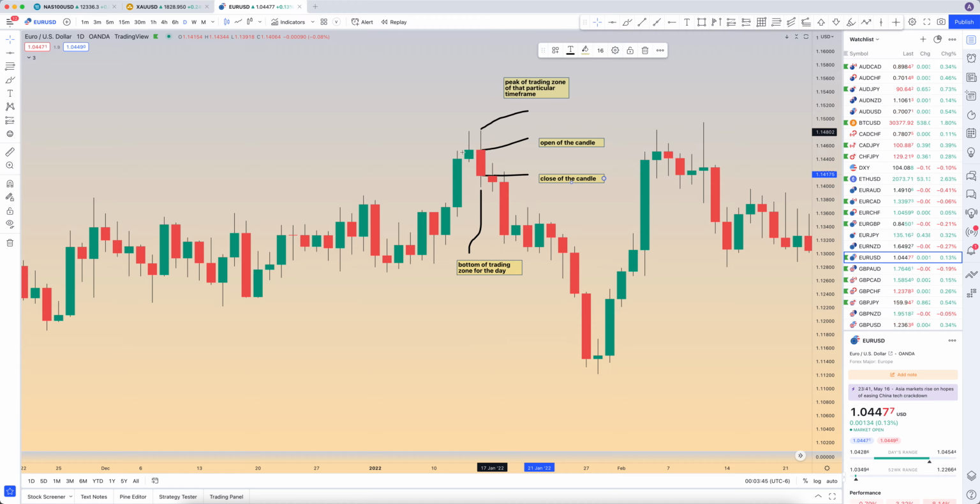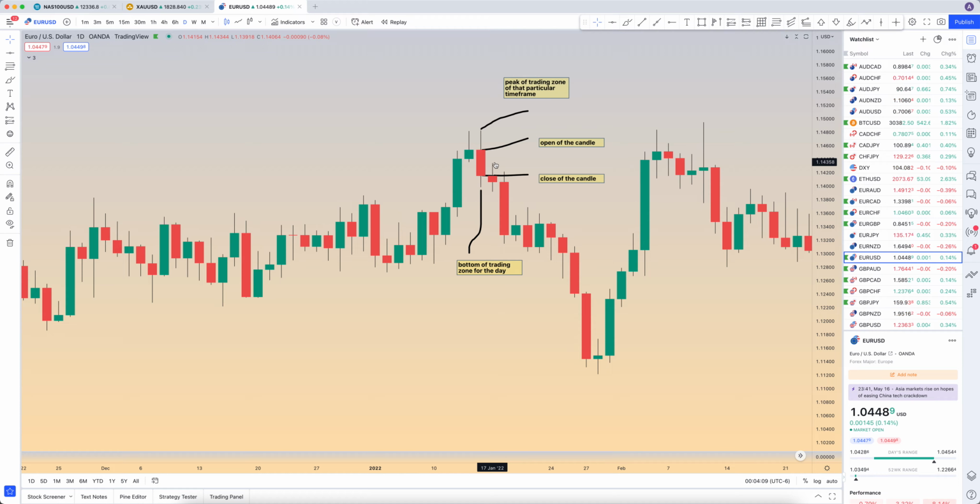So in other words, open, close, and the wicks just indicate the price movement. Now, I may just be repeating myself, but it's very crucial to understand these particular concepts. They become extremely important as you start learning how to develop your trading skills.